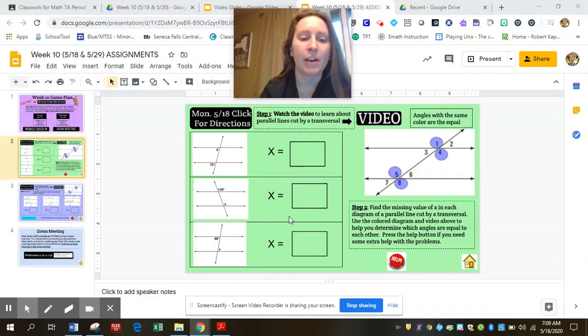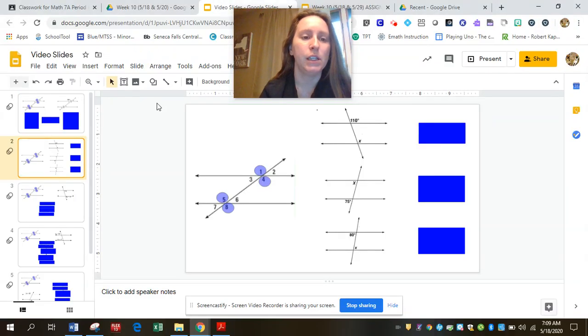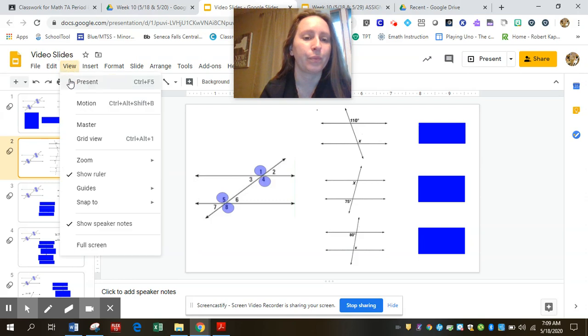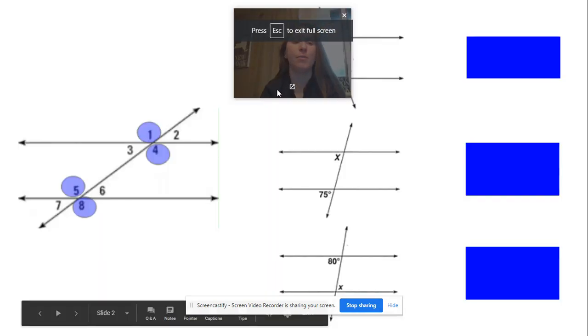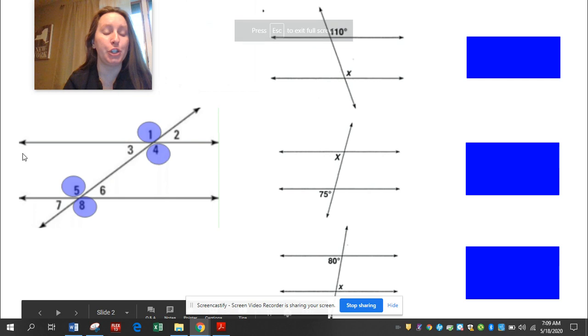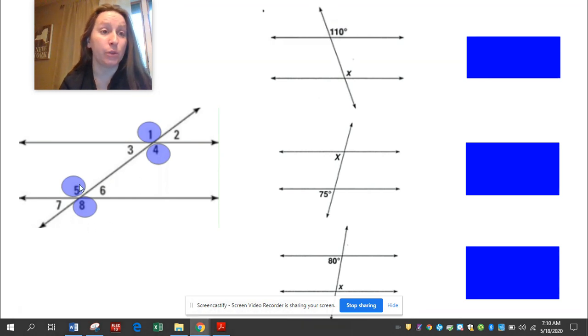Okay, so if you need a little bit of extra help on these three problems, again, I have my diagram in here to help me determine which angles are equal to each other. There are only two options. Even though there's 8 angles, there's only 2 options.